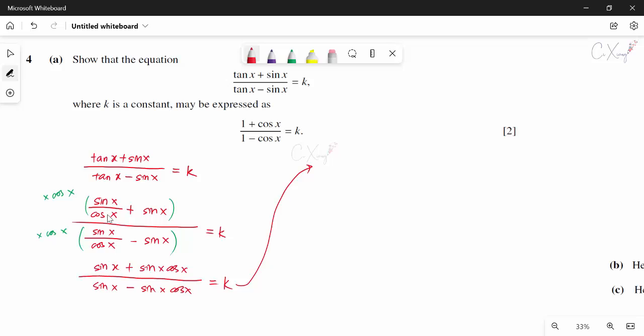Okay, then from here, I realize that I can factorize out the sine x from the top. So I'm having 1 plus cos x. I can do the same thing for the denominator as well. So I also factorize out the sine x, and therefore I have 1 minus cos x. And it equals k. So from here, you can see very clearly that I already get the equation that they want us to show.